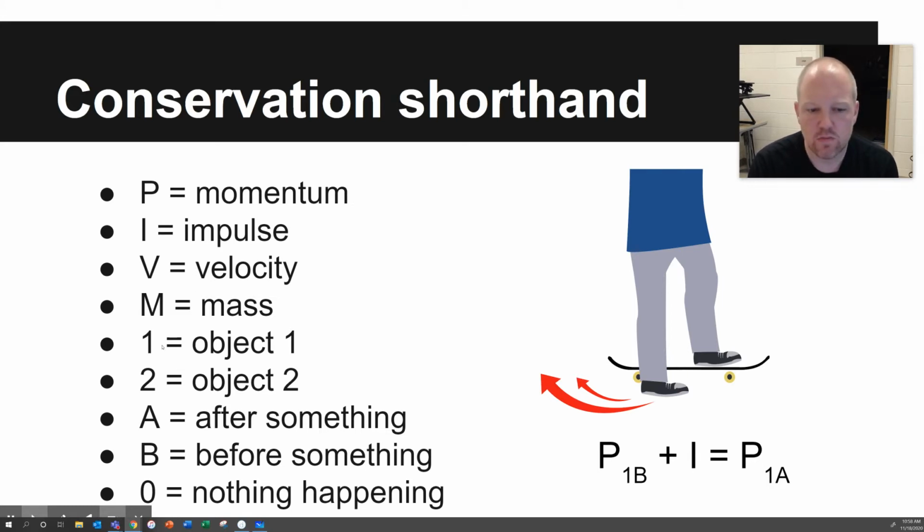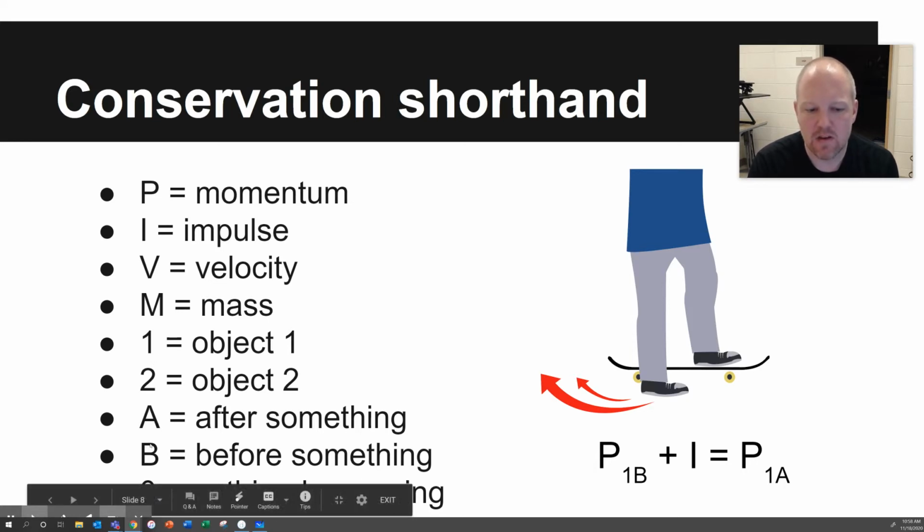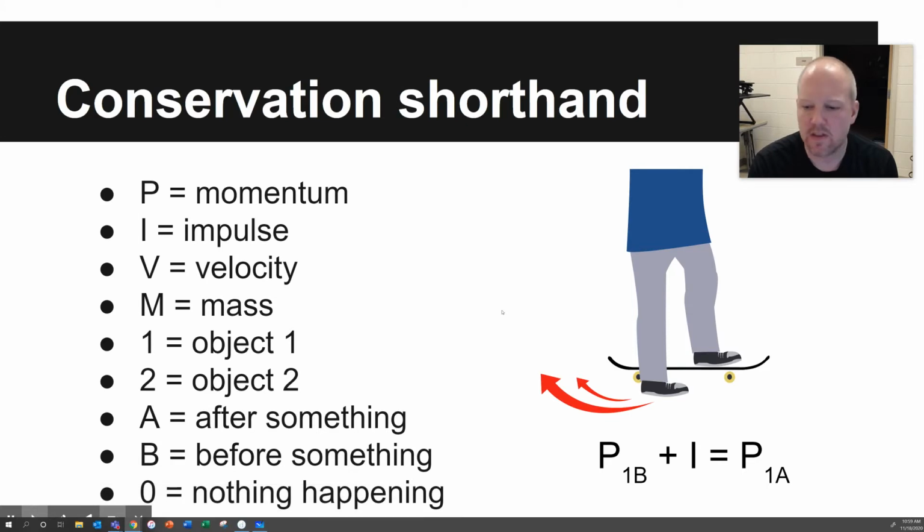1 and 2 represent different objects, object 1 and 2. A and B represent after something or before something. So before and after some event occurs. And then the last symbol at the bottom is a 0. Sometimes there's no movement, there's no force at the beginning or end of a scenario.